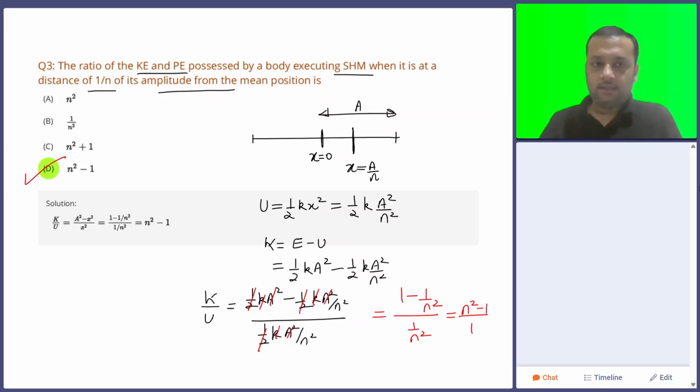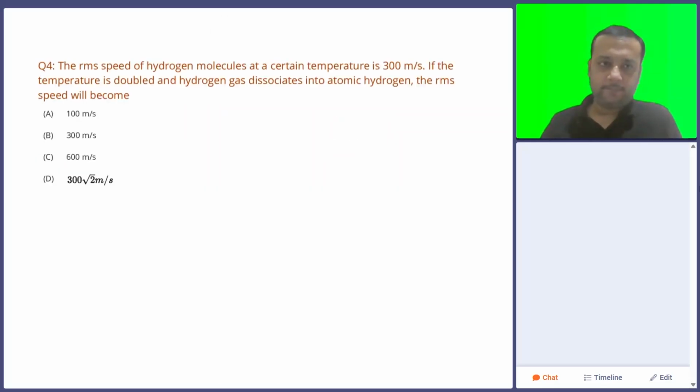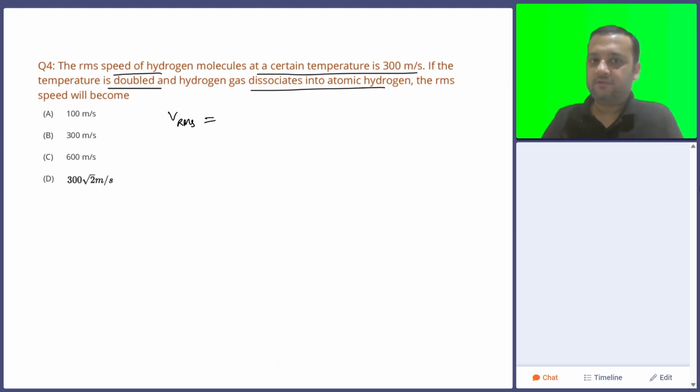Okay. Now let's see the next question. So in this question, the RMS speed of the hydrogen molecule at a certain temperature is 300. If the temperature is doubled and the hydrogen gas dissociates into hydrogen atoms, then what will be the RMS speed? Very easy question. We know that Vrms is given by under root of 3RT by m0. So its initial value was given as 300 meter per second, right? Now let's say the final RMS speed becomes V dash.